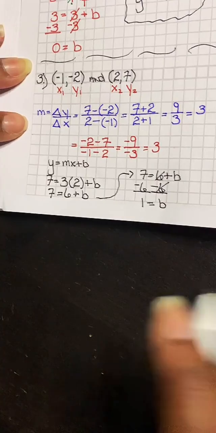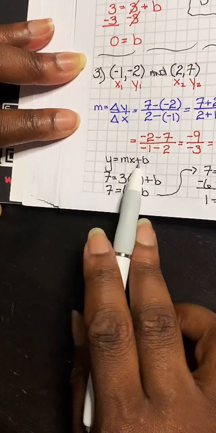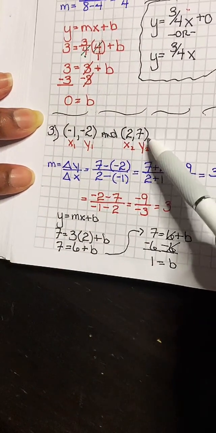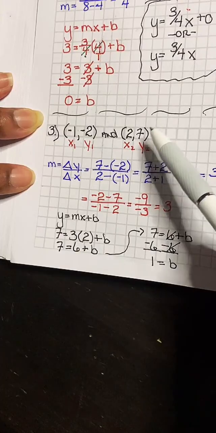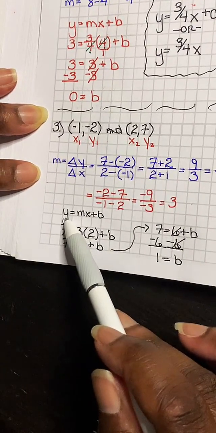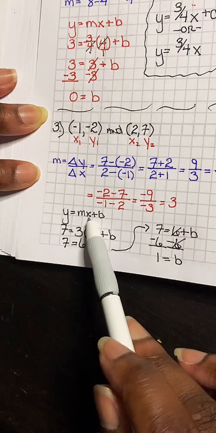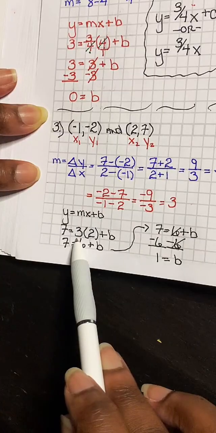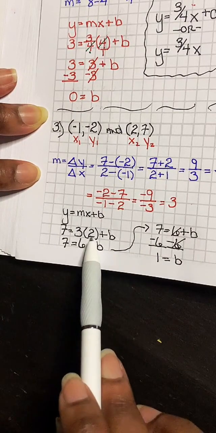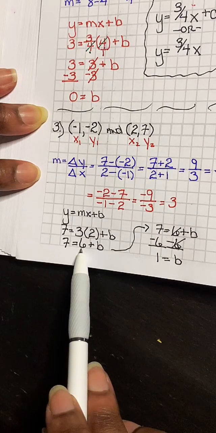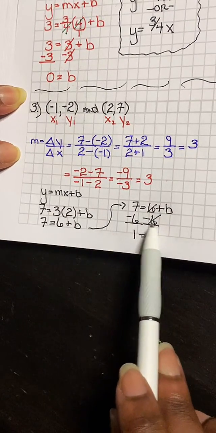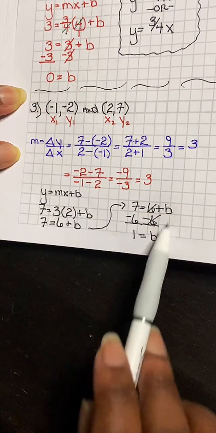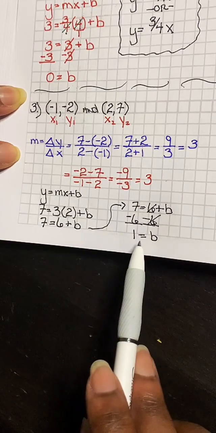Where's the b coming from? That's the formula of the equation of a line. I picked one of the 2 points, so I picked the positives, the 2 and the 7. The 7 is replacing the y. The 2 is replacing the x. And the 3 came from the slope that we found. So then 3 times 2 gives us our 6. Then we subtract 6 on both sides to give us our 1. The reason why we're doing this is to find our y-intercept.